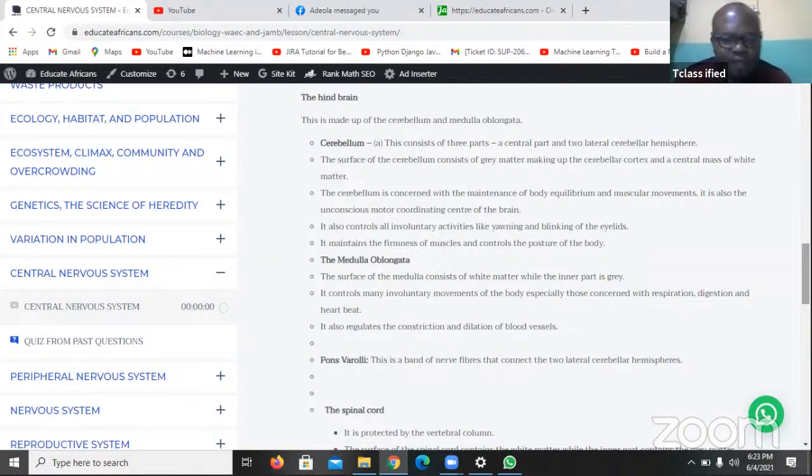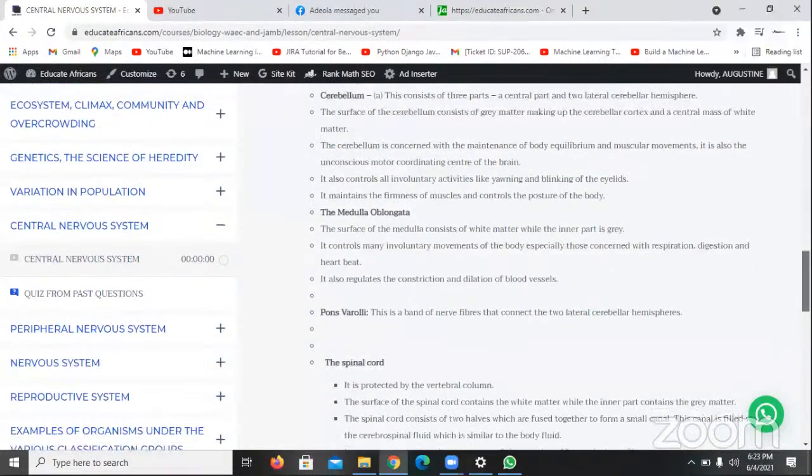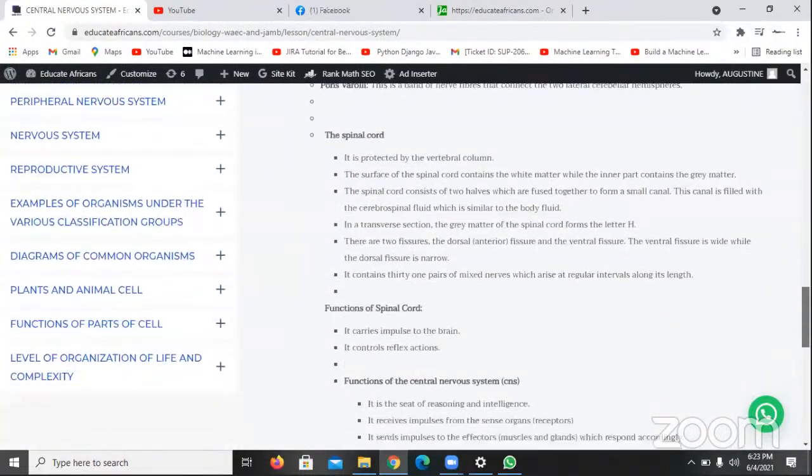Now we have the pons varolii. This is a band of nerve fibers that connects the two lateral cerebral hemispheres. So the two hemispheres of the cerebellum are connected by the pons varolii. And let's look at the spinal cord.